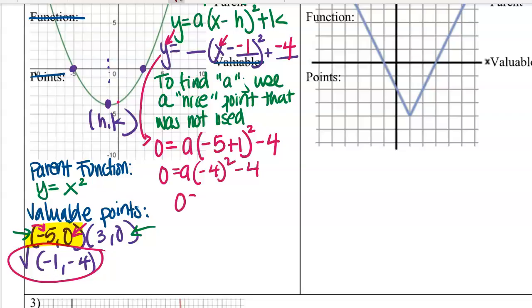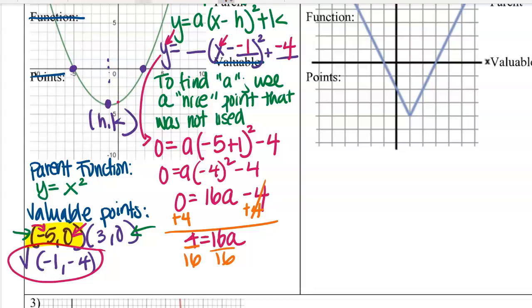We are going to have 0 equals A times the quantity of -4 squared, which is 16. So this is 16A minus 4. We are going to try to solve for A by adding 4 to both sides. Okay, so now we have 4 equals 16A. Divide both sides by 16. That will give us an A value of 4 over 16, which you do have to reduce down to 1/4. So fill that in as 1/4.